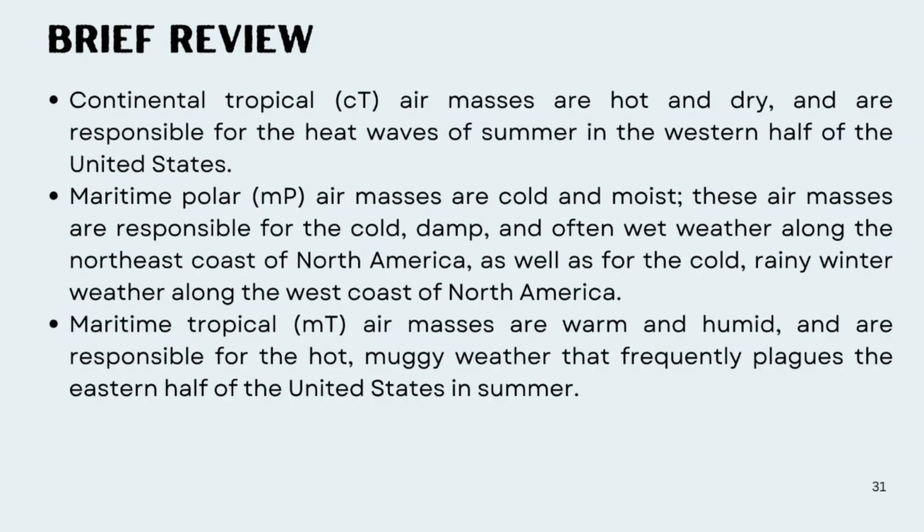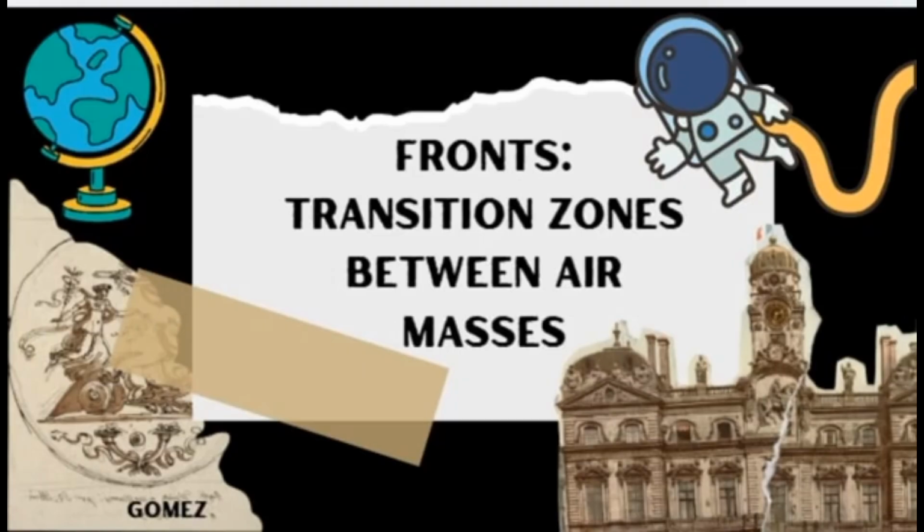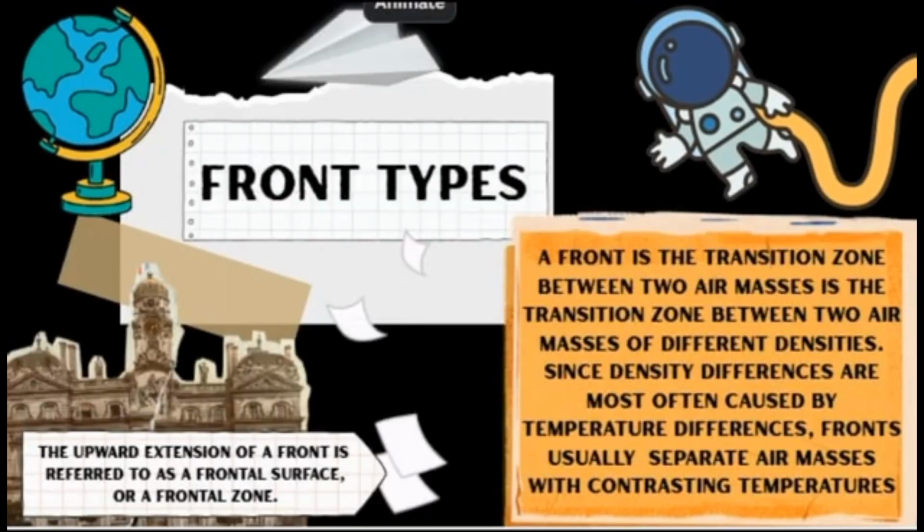Thank you everyone. Fronts: transition zones between air masses. A front is the boundary or transition zone between two air masses of different densities, usually caused by temperature differences. This is where most of our weather action happens, like rain, snow, and thunderstorms. And a fun fact, the vertical extension of a front is called a frontal surface or a frontal zone.